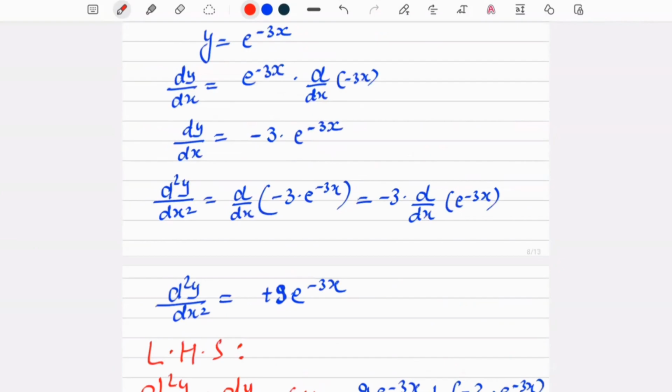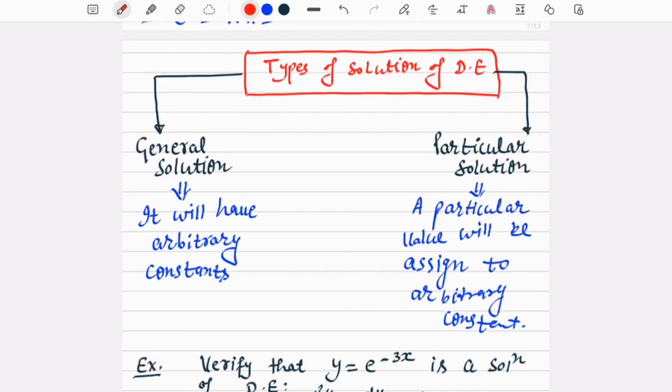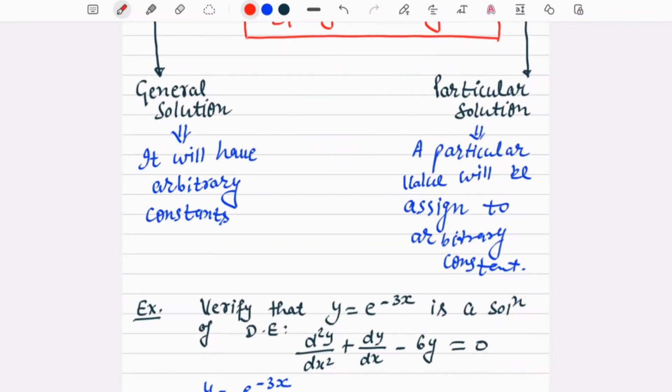General solution is a solution in which I will have arbitrary constants, and I have not commented on how many arbitrary constants. So it will depend on the order of the differential equation. If it is of first order, the arbitrary constant will be 1. If it is of second order, arbitrary constants will be 2. If it is of third order, arbitrary constants will be 3. In the general solution it is so.